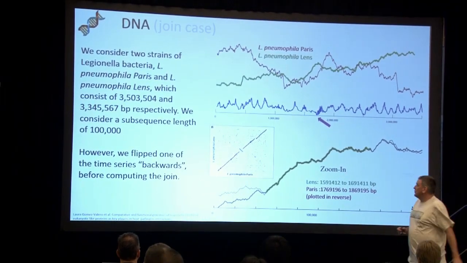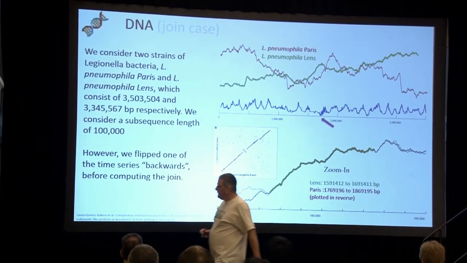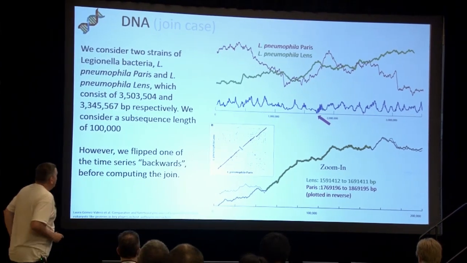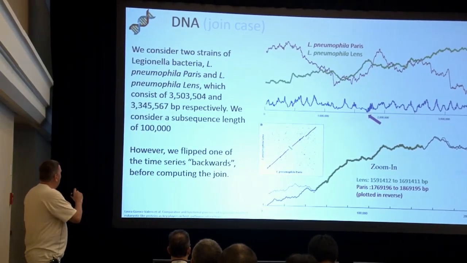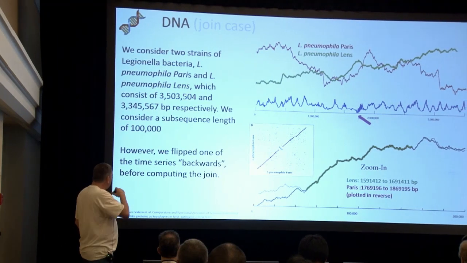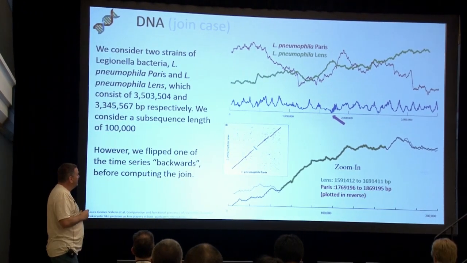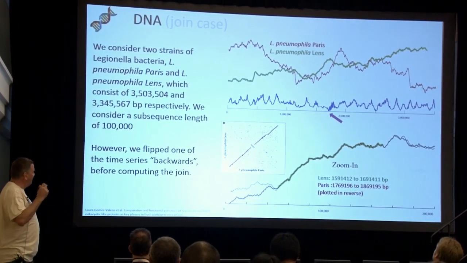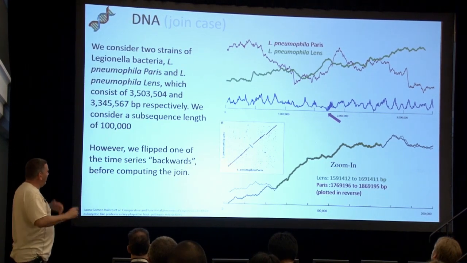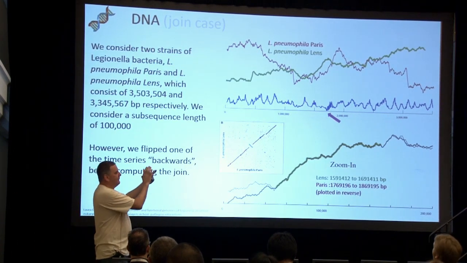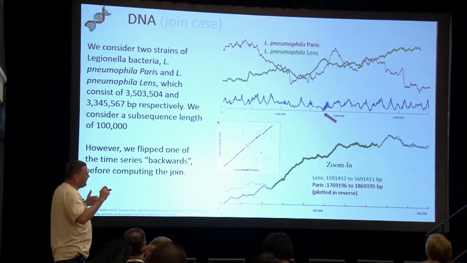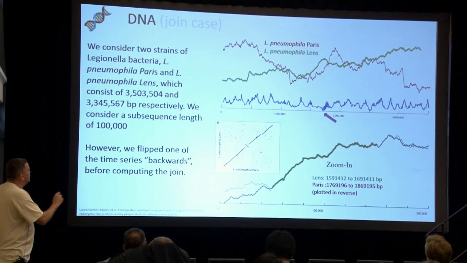Let's look at some more examples of joins for fun, developing intuitions. Here are two pieces of DNA, and they're of length about 3.5 million each. And I want to join these. But for fun, with some intuition, before I joined them, I took one of them and flipped it backwards. And after I flipped it backwards and joined them, I found this beautiful join here.